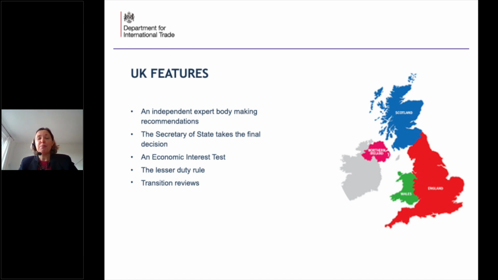We also have a mandatory lesser duty rule. This is optional in terms of WTO rules, but is mandatory in the UK and requires us to assess when we are considering what measures to recommend. We must recommend the lower of either the dumping margin or amount of subsidy on the one hand, or the injury margin, which is the minimum increase in import prices that would remove the injury. This really helps to make sure the remedy is proportionate.